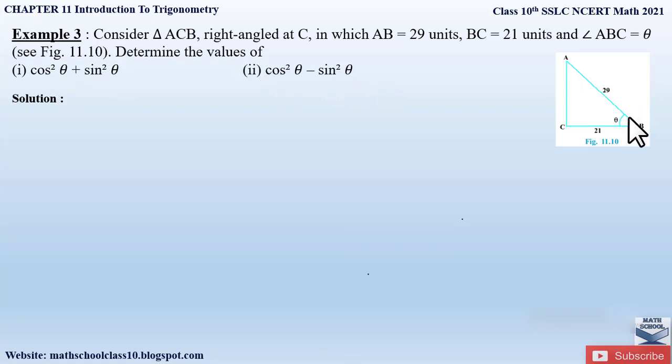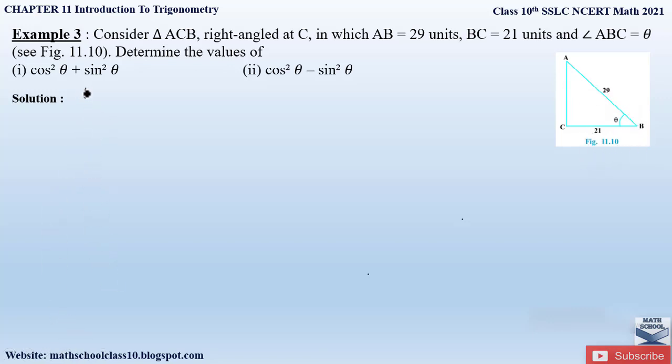sin square theta. Right, so here they have given us a triangle ABC, and they have given us the value of two sides AB and BC as 29 units and 21 units, and also they have mentioned that angle ABC is equal to theta. Okay, so this is a very easy example. We have to just find out the values of sine and cos, and then substitute in these two given equations. But first we will find out the value of AC by applying the Pythagoras theorem in triangle ABC, since the other two sides AB and BC are given.